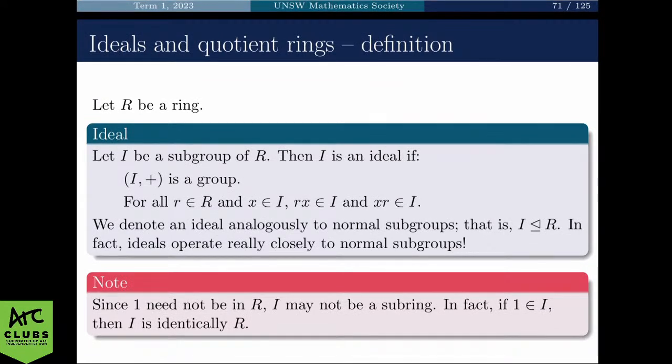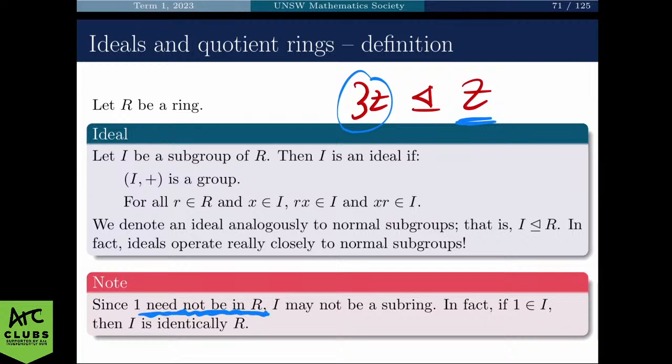So one common mistake: 1 doesn't need to be in R, right? So if you think about 3Z being in Z, it might not be a subring, right? So 1 doesn't need to be in R. Note that a subring is something where you have the multiplicative identity. So in this case, 3Z is actually not a subring of Z, right? Because it doesn't have a multiplicative identity, right?